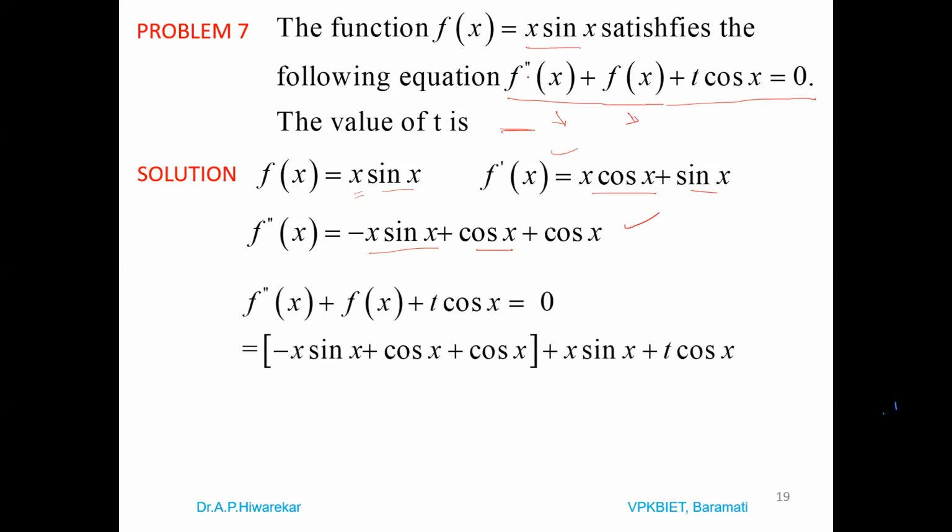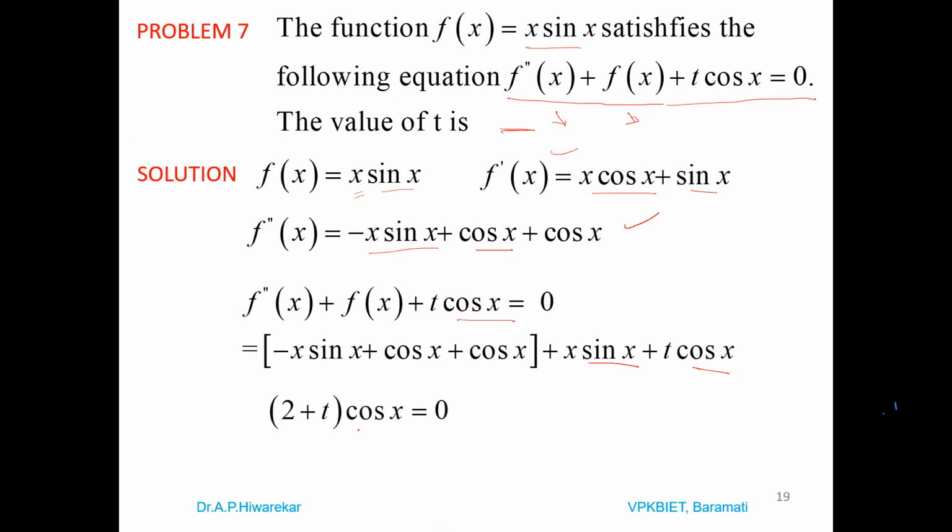And substitute values in this term. So f double dash of x means minus x sin x plus cos x plus cos x. Then fx means it is x sin x. Then t cos x as it is. Minus 2.